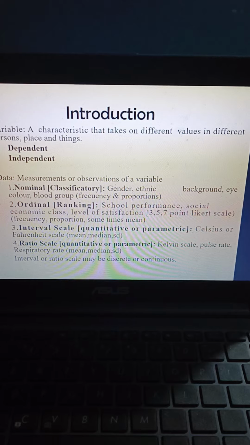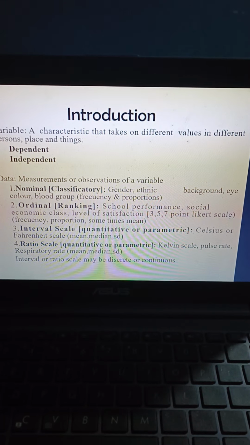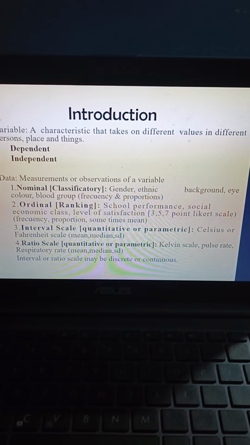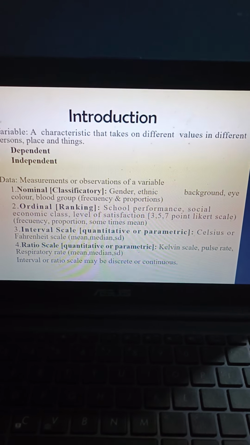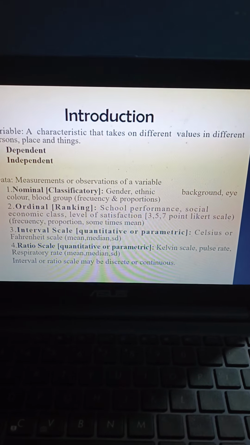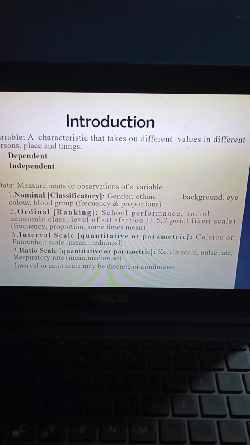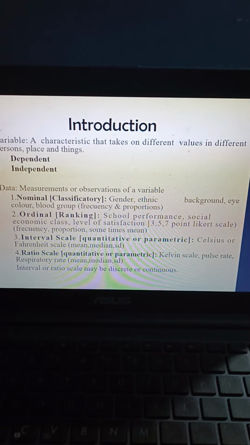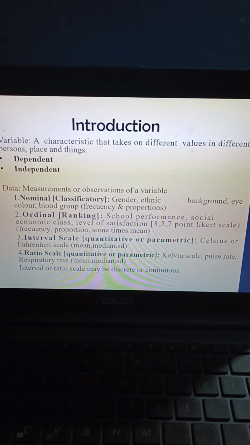Then another is the interval scale, quantitative or parametric, for example Celsius or Fahrenheit scale, with mean, median, standard deviation. Another is the ratio scale, quantitative or parametric, for example Kelvin scale, pulse rate, respiratory rate, with the mean, median, standard deviation. Interval or ratio scale may be discrete or continuous.